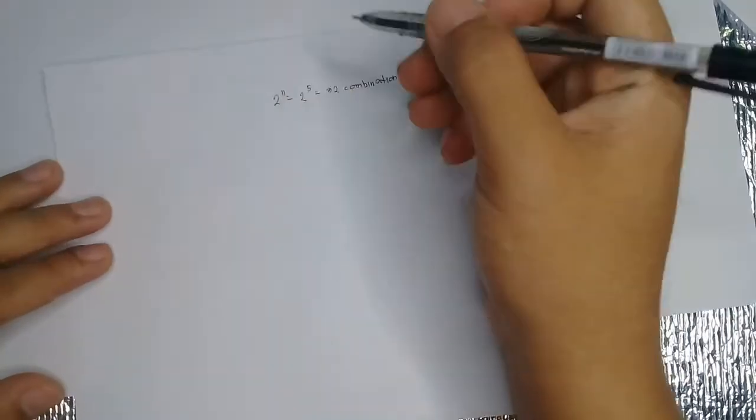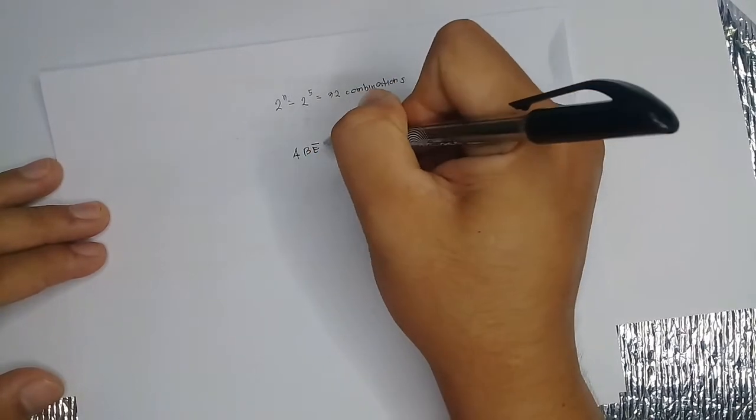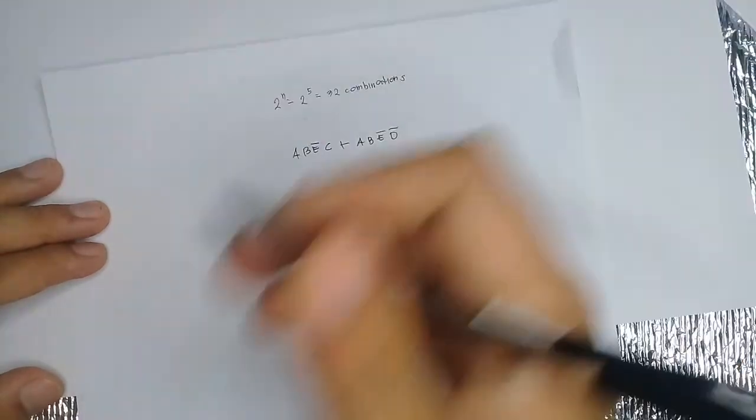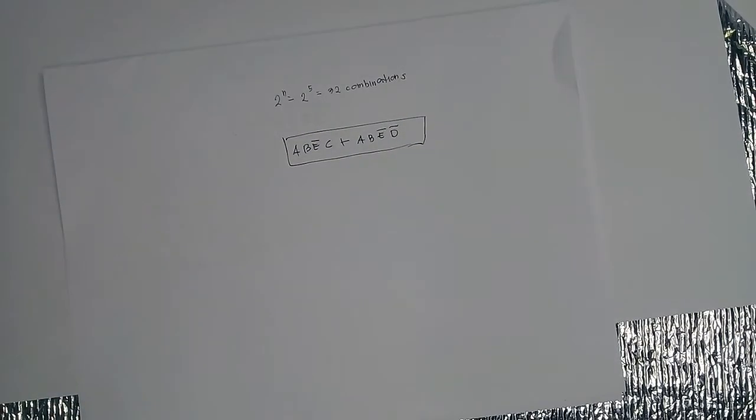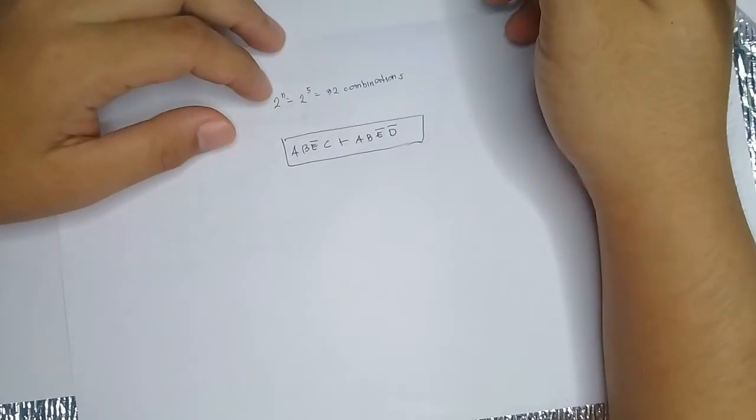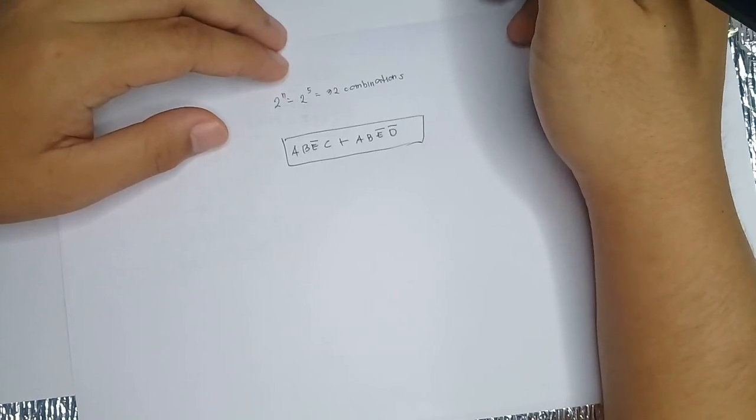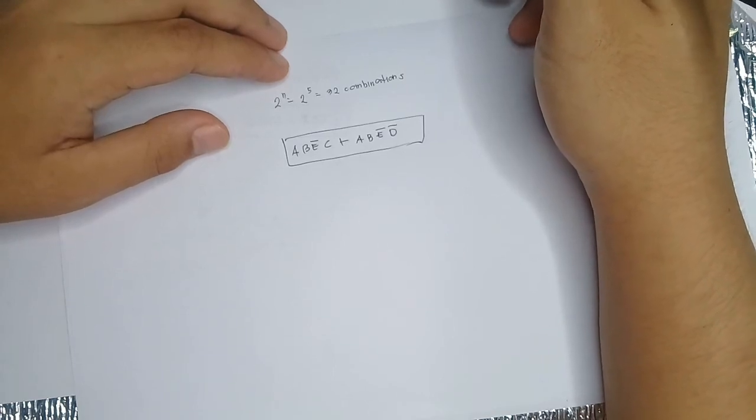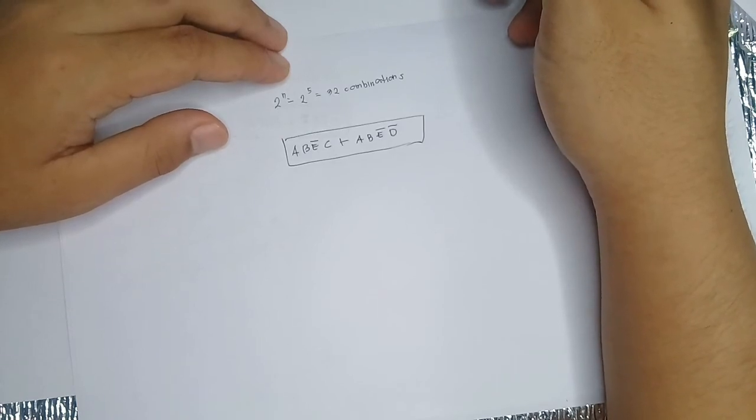Our most simplified equation is A, B, E bar, C plus A, B, E bar, D bar. So this is our most simplified equation using two 4-input AND gates and 1 OR gate. But if we don't have this kind of ICs, we can use some of the ICs that we have, the AND gates and the OR gates.